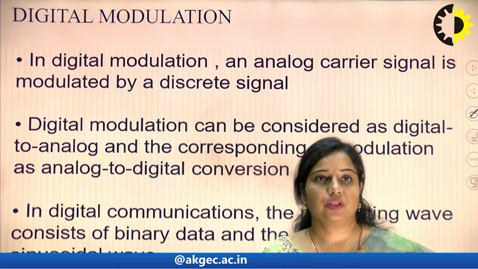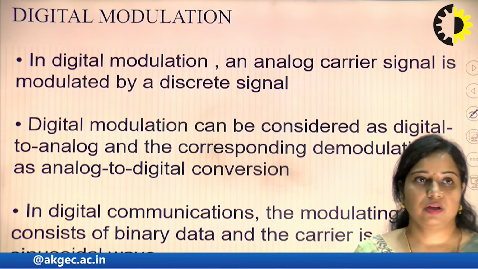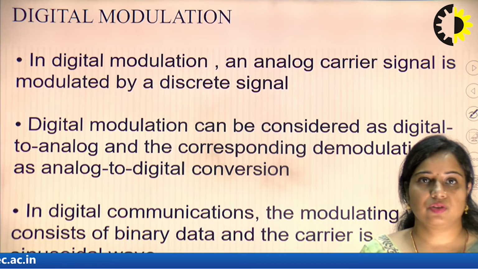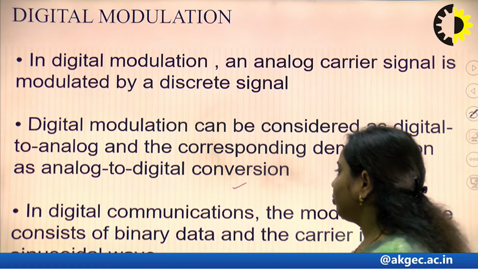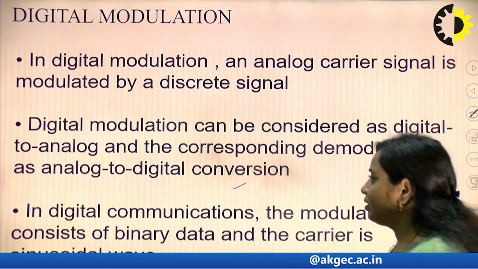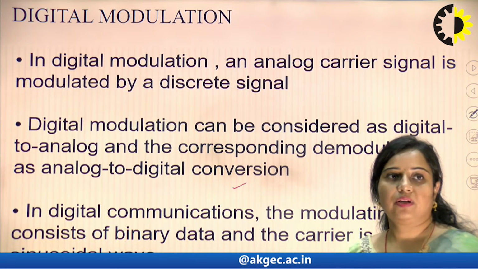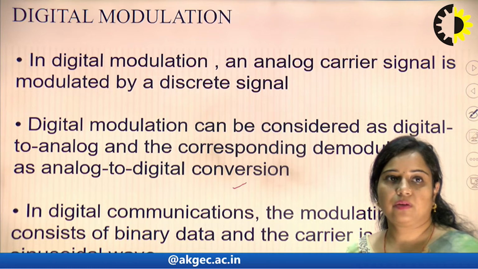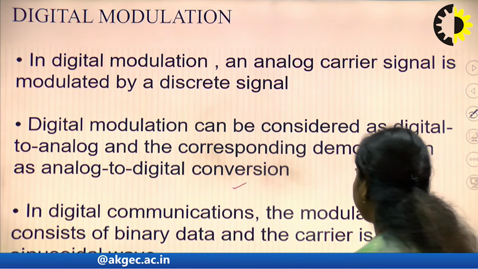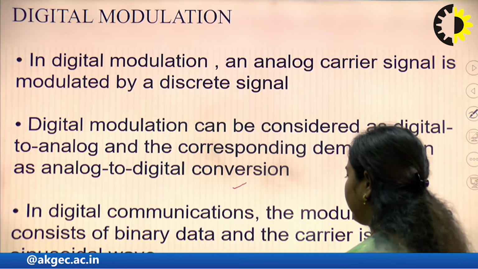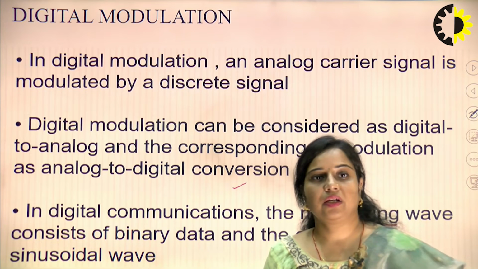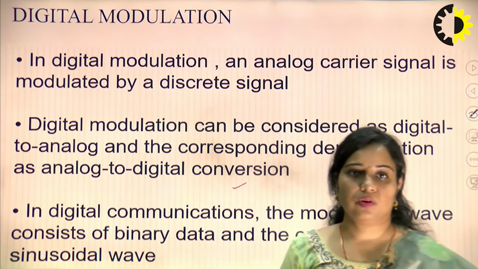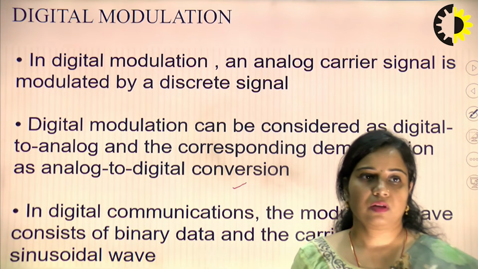In digital modulation, an analog carrier signal is modulated by a discrete signal. Digital modulation can be considered as digital to analog conversion, and the corresponding demodulation is analog to digital conversion. So that is the case of digital modulation where a D to A converter or A to D converter is used. In digital communication, the modulating wave consists of binary data and the carrier is the sinusoidal wave. Binary data is being converted into analog with the use of line coding.